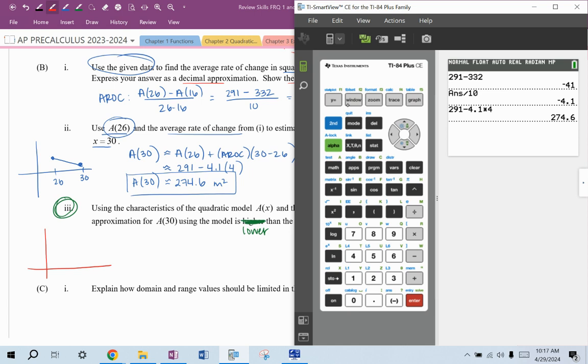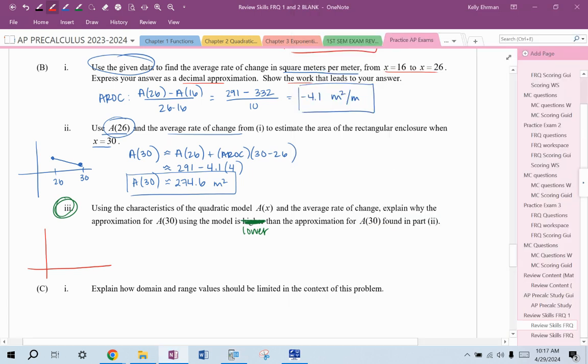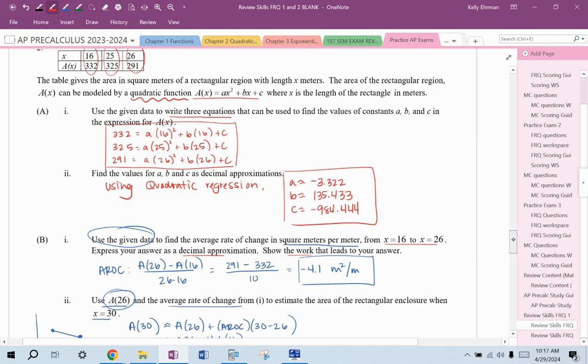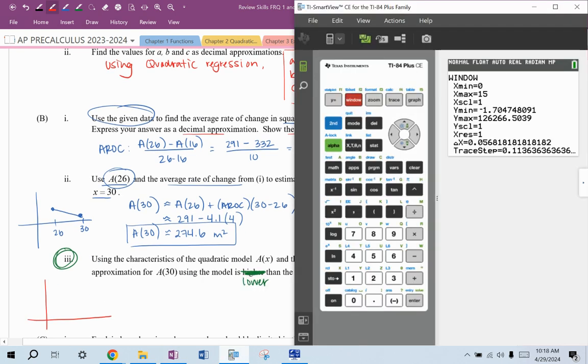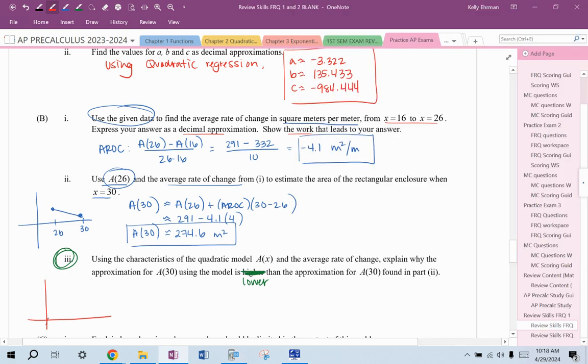You can go to your window and think about the X values, right? We're going from 16 to 26 in the window. So I always like to bump it out a little bit. Let's go like 14 to 30, and then we'll zoom fit. You could zoom 9 if you turn on your stat plot, but I really just care about this blue curve here. So yeah, I see some sort of a parabola that looks like this.